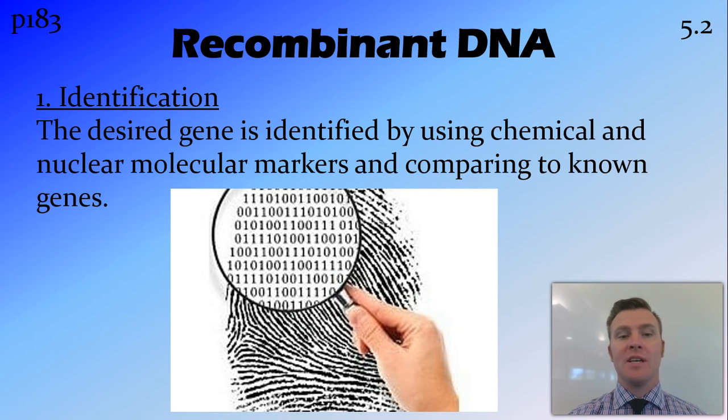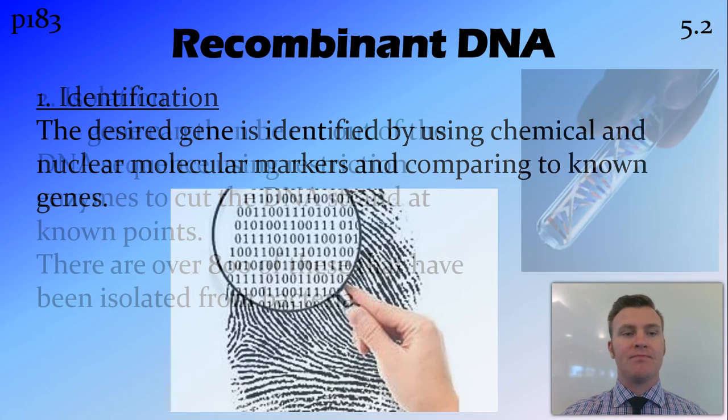And the way that we do this is by using markers and comparing it to known genes. So if we know that there's other genes that do perhaps a similar sort of thing in a similar sort of organism, we can then use that to give us a bit of an idea of where this gene is going to be found on the organism that we're going to take that gene from.